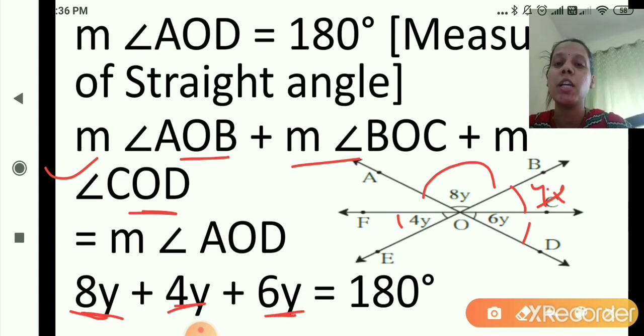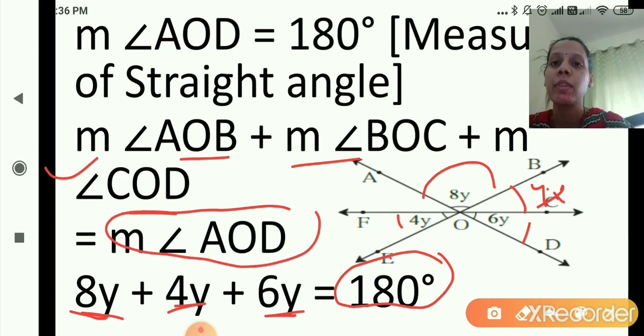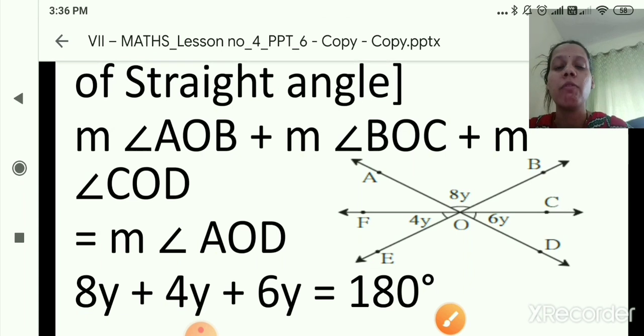So 8y plus 4y plus 6y is equal to 180 degree. Why have I written 180 degree here? Because it is equal to measure of angle AOD, and measure of angle AOD is equal to 180 degree as it is a straight angle. I hope you are clear till here. Now we will see the next step.